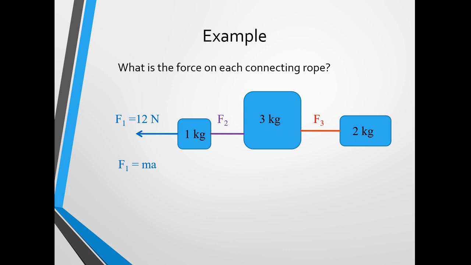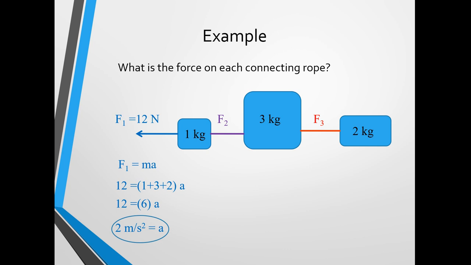So looking at force 1, we know that force is equal to mass times acceleration. And the total mass being pulled by that rope is all three objects, the 1 kilogram, 3 kilogram, and 2 kilogram. So we can add them all together, and we'll get that that force of 12 newtons is equal to a mass of 6 multiplied by the acceleration. So therefore, the acceleration is 2 meters per second squared, meaning this whole system is being pulled forward at 2 meters per second squared.